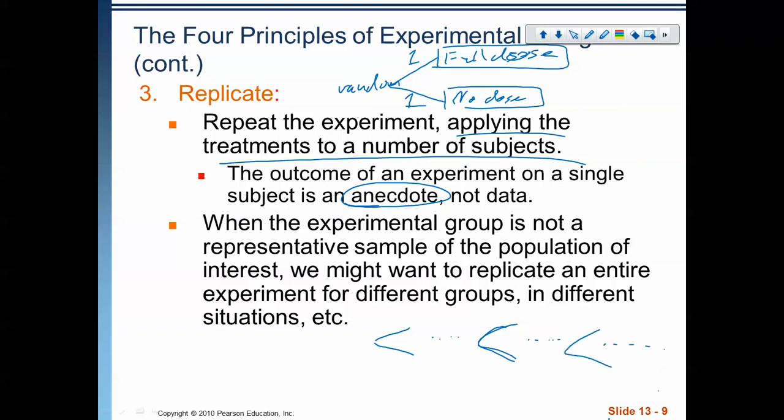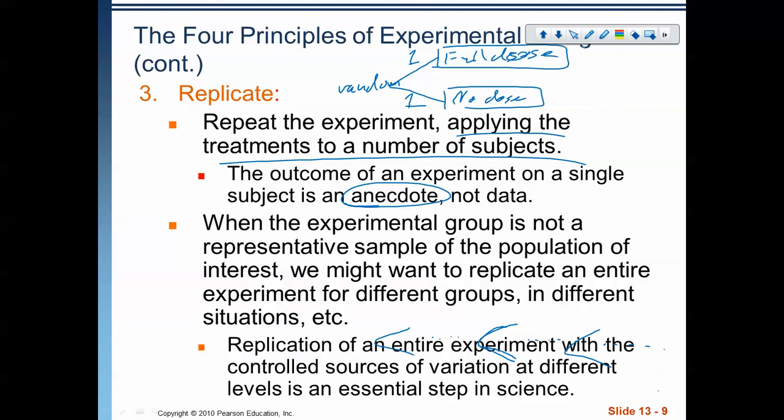You might want to, if we can't get a representative sample, in fact, most times when we do drug trials, we need to do multiple experiments in order to show that some change is being made. Okay. So replication, that's number 3.